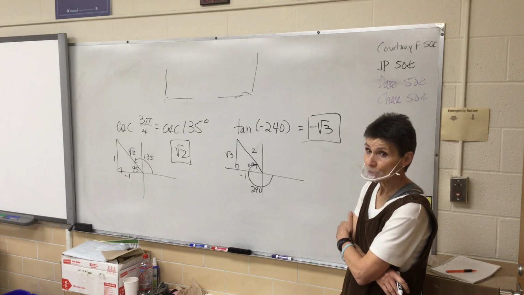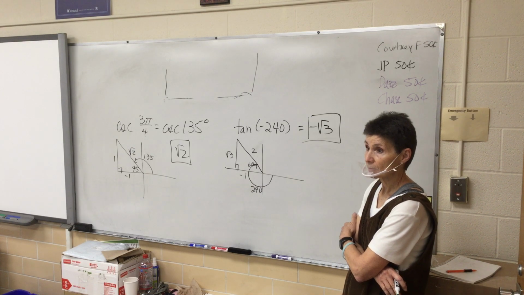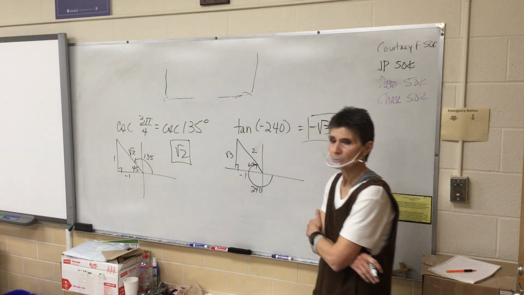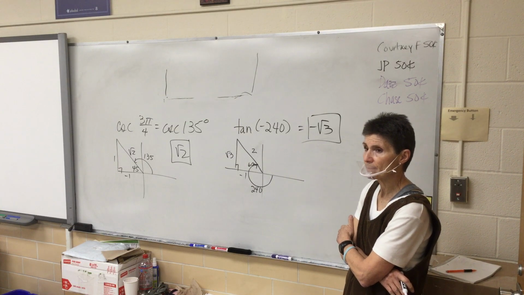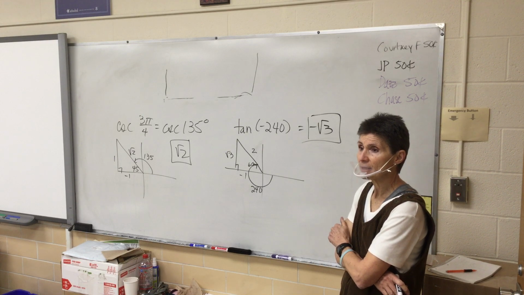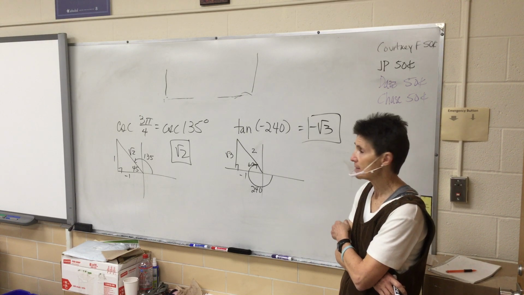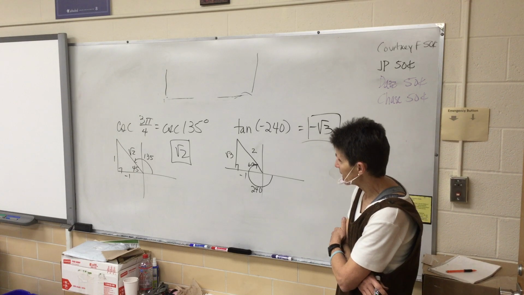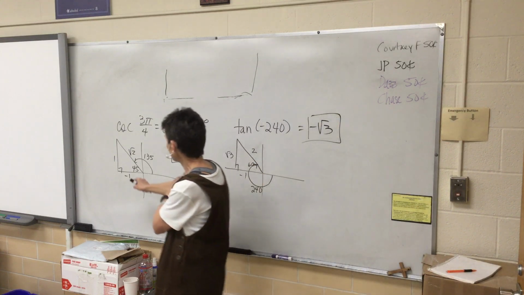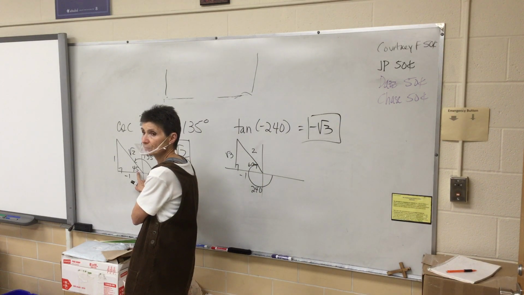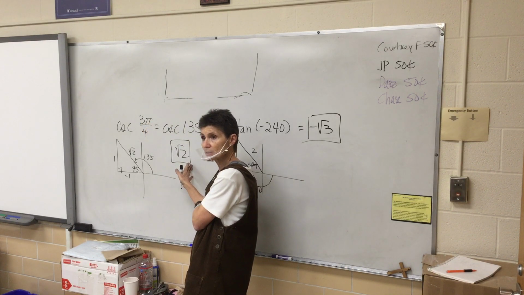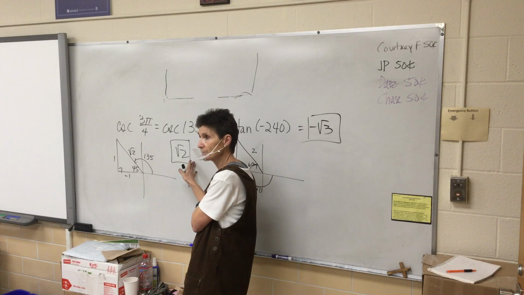Did anybody get root 2 for the first one? Root 2? It's actually root 2 over 1, but I just wrote root 2. Root 2 over 1 is fine if you want to write it that way. Because cosecant is reciprocal of sine, so it's hypotenuse over opposite. So assuming my triangle's right, it would be root 2 over 1. Did everybody get a 45-degree reference angle here? So are you telling me then we have no questions about this problem? We're all good on that one.